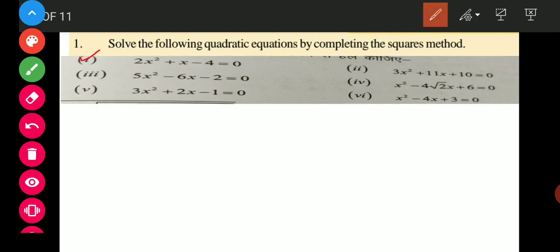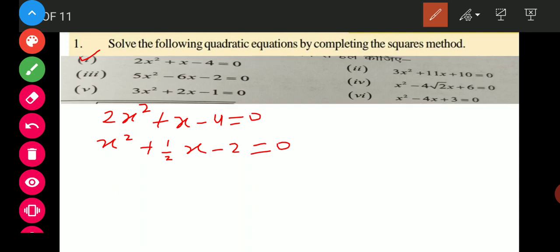That is your first question. So how can I start this? It is 2x square plus x minus 4 equal to 0. First of all, divide by 2. So we get x square plus 1 by 2 of x minus 2 equal to 0.